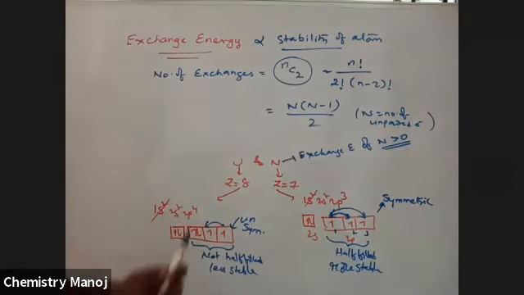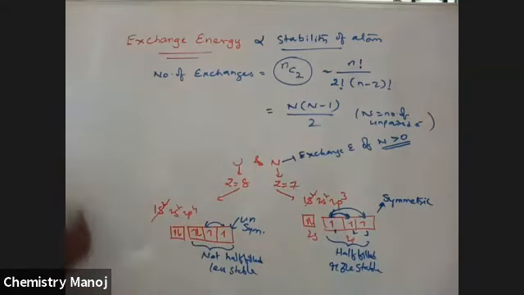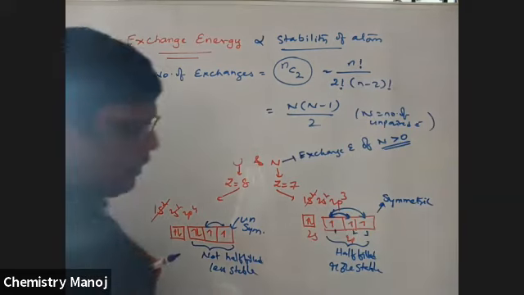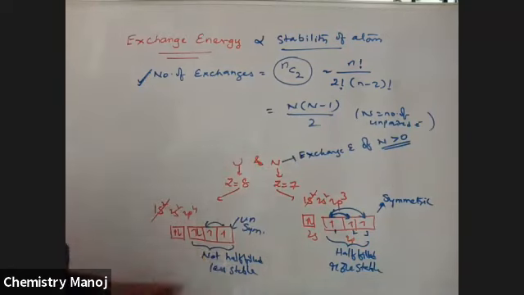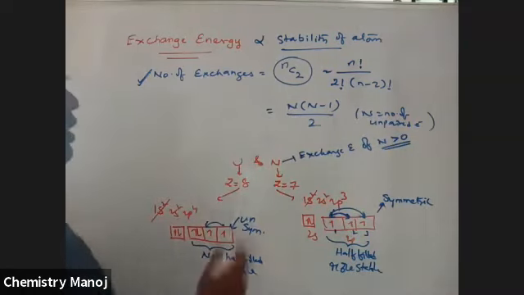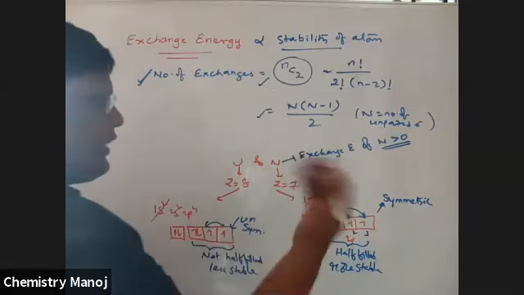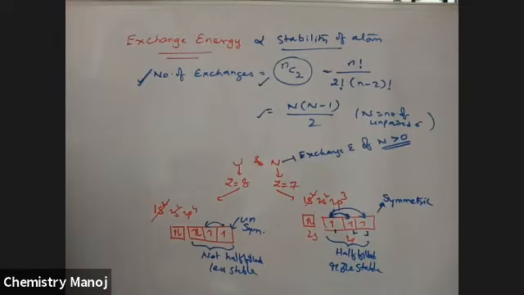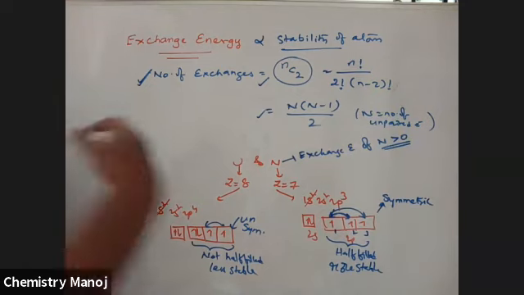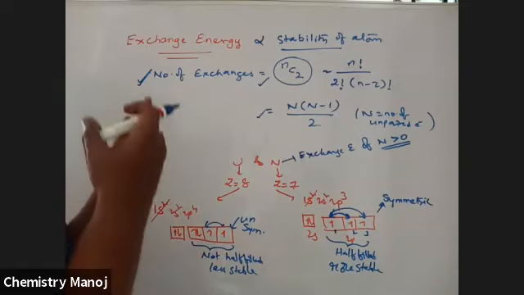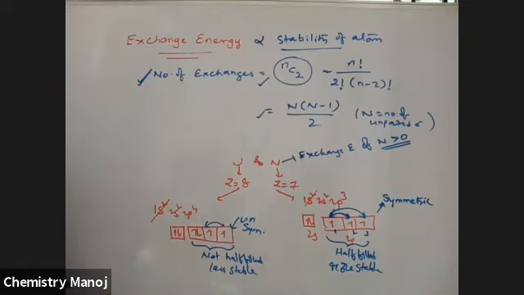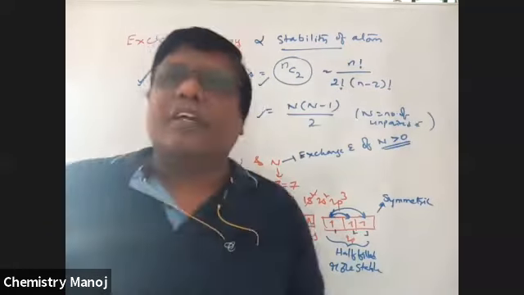Now I am going to explain some examples. This formula is important, my dear boys. The number of exchanges made by the atom is equal to NC2, or n into n minus 1 by 2, where n is the number of unpaired electrons. The more unpaired electrons, the more exchanges. More exchanges, more energy is lost. More energy is lost, less energy internally, and more stability.